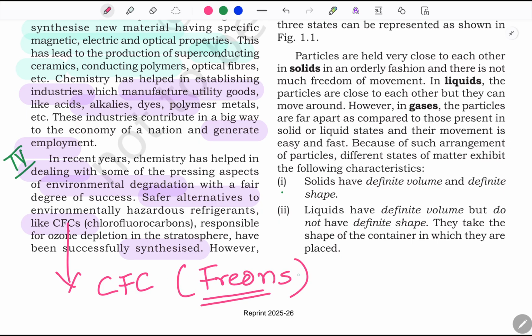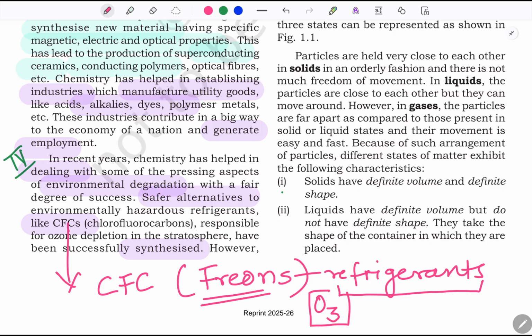Freons are used as refrigerants in air conditioners, so they are not very good for the environment because they start getting released in the stratosphere, and they start depleting the ozone layer. And you all know the ozone layer is protecting us from the harmful ultraviolet radiations. So if the ozone layer gets depleted, ultimately mankind is going to suffer, not only mankind but all the living organisms, because these UV radiations can cause serious problems related to skin and other factors.